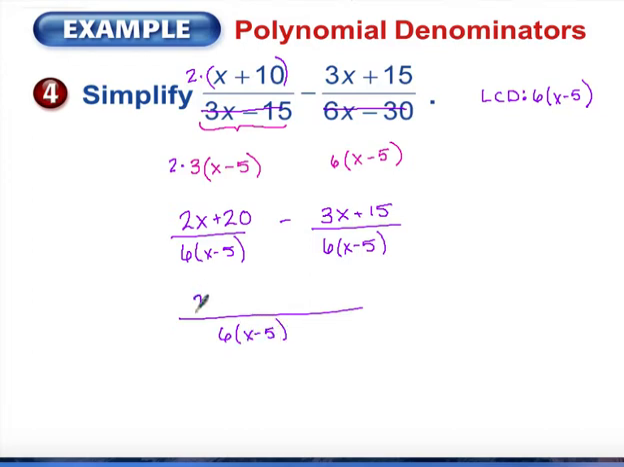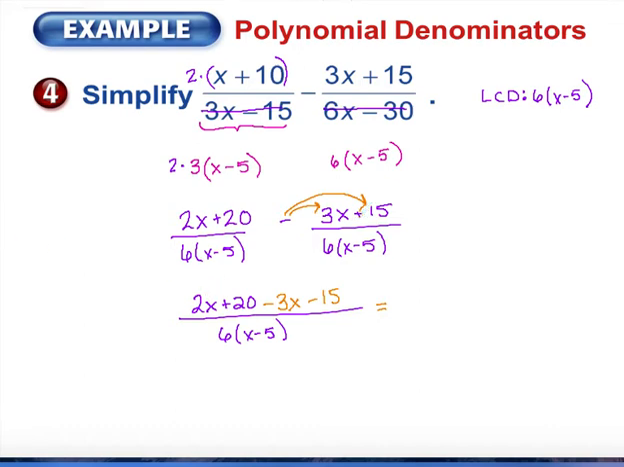Now this is where I want you to be careful. When you subtract, this is a common mistake. We have to take that negative to both of those terms. Well, that's going to give me a negative 3x and a negative 15, so that I'm making my distribution to both terms.